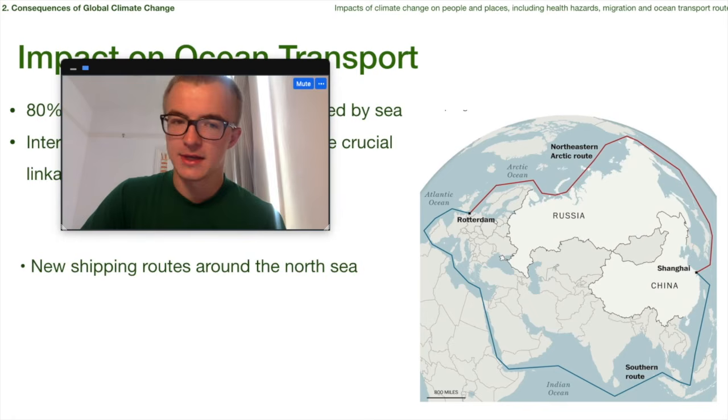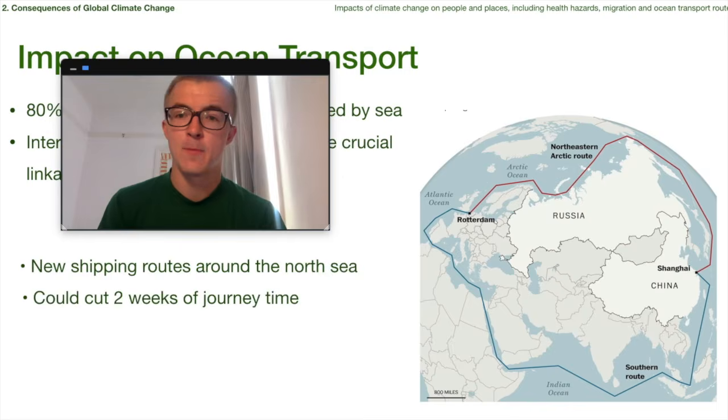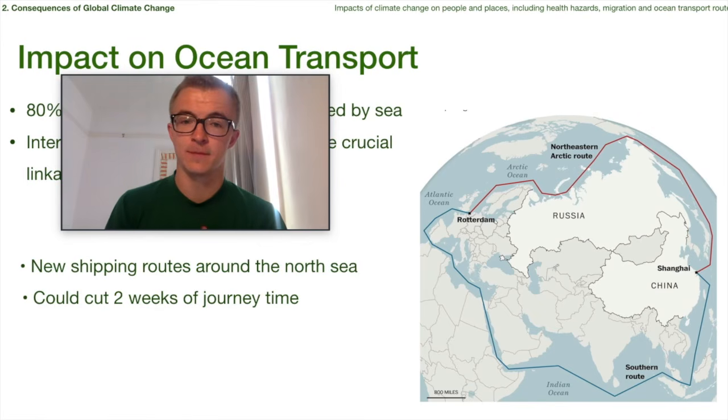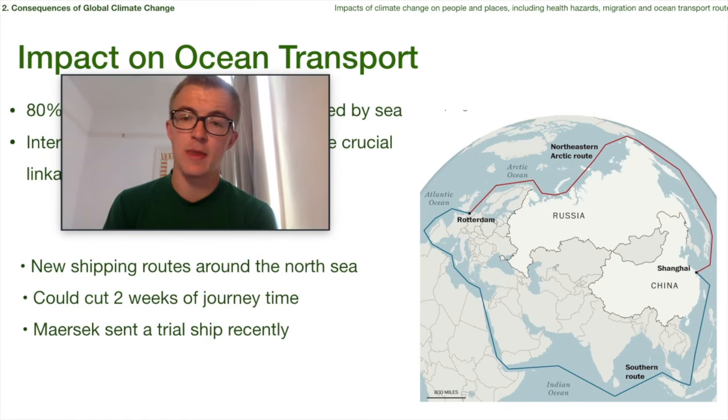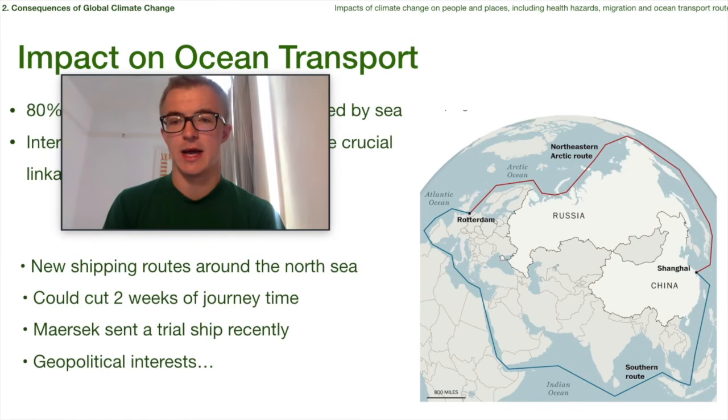Because of the melting ice and rising sea levels, it may now become possible for goods to be transported around the north of Russia and then around below Japan to Shanghai. And that would cut 2 weeks of journey time, which is a significant amount of time. It may mean that more perishable goods, so those goods that have some sort of time or date where they might expire or become worse in quality, will increase, and that the nature of two-way movement of goods changes. And there was a trial ship sent recently to look at that. And I think it was proven to be pretty successful.